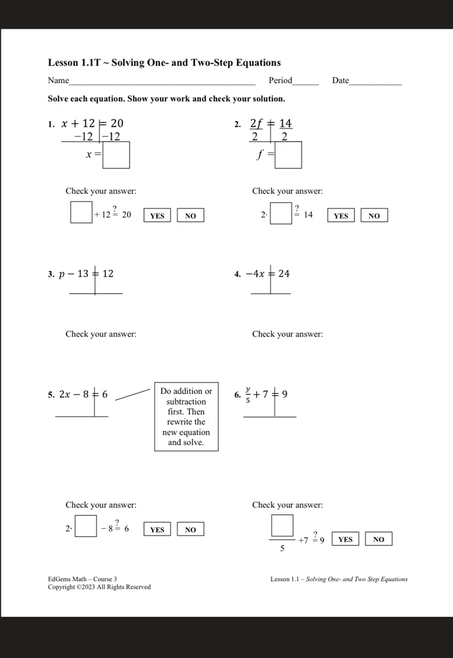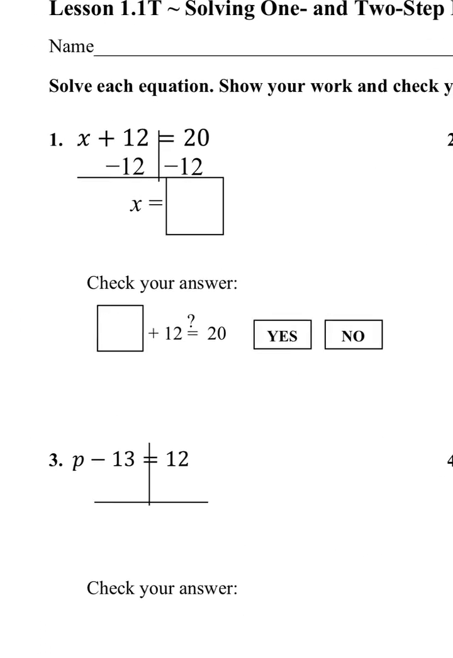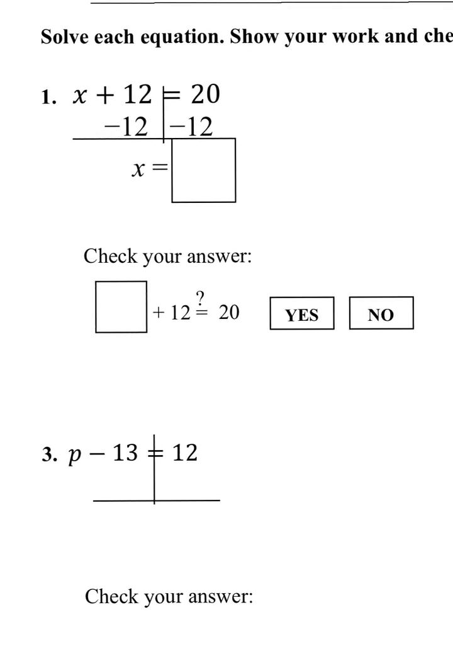All right, so here we go. The instructions are: solve each equation, show your work, and check your solutions. I'm going to zoom in, and we're going to dive right into this. I'm going to explain it as I go. Hopefully it'll make some sense to you. Okay, number one. For number one, you have the equation x plus 12 equals 20.